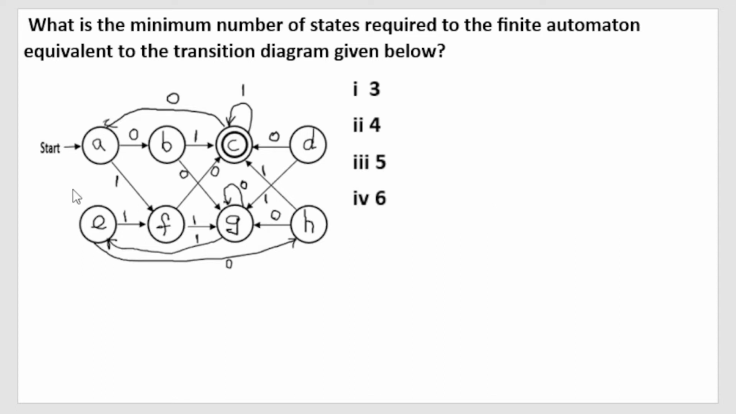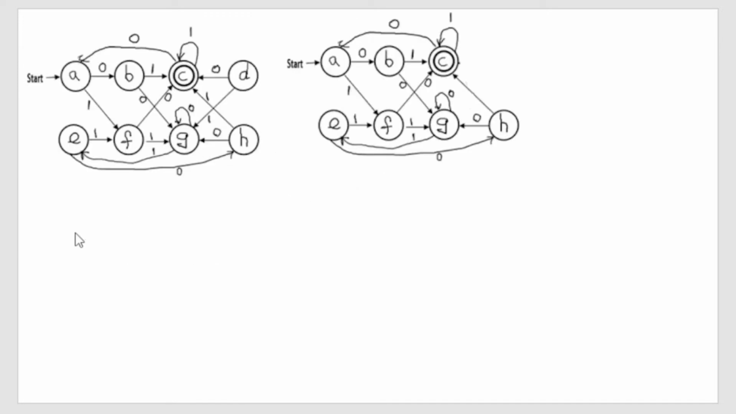Let us see how to convert this transition diagram into a minimum-state finite state automaton. We have to follow different steps. First, let us solve this problem, and I'll give you the steps to be followed to identify the minimum number of states in a finite state automaton. The first step is we have to identify the set of non-reachable states.